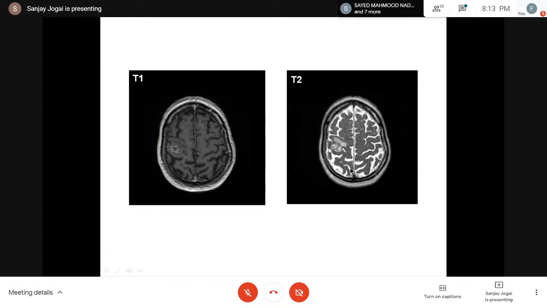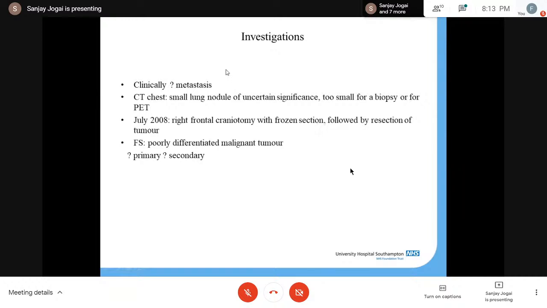Please don't ask me tricky questions. All I know is this is a T1 weighted image. This is the T2 weighted image, and we can see a mass lesion. Now, clinically, they thought, could this be metastasis? Because on CT chest, there was a small nodule of uncertain significance. They said it was too small for biopsy, and they felt it was very odd that such a tiny nodule could cause a metastasis.